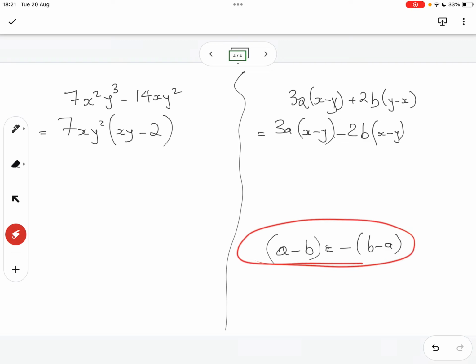Switch around. Okay. Do you see this here? We take out the negative sign from here, and what it does is it switches around the order of those two. It doesn't change the sign between them. It just switches the order around the two.